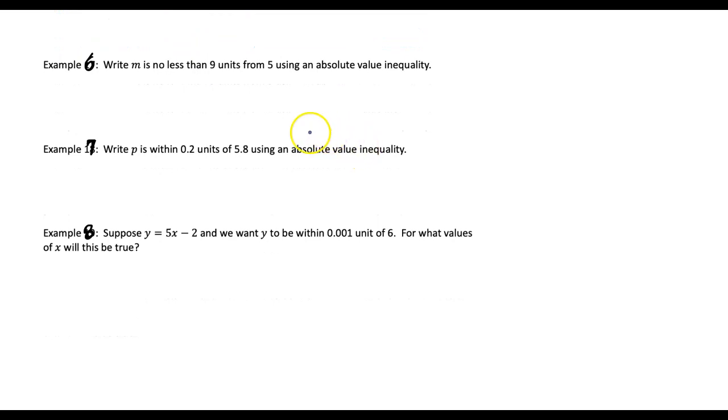Let's take a look at example 6. Write down that m is no less than 9 units from 5 using an absolute value. So what we're trying to say is m is no less than 9 units from 5. How we could say that is the distance between m and 5 is, where it says no less than 9, it means it could equal 9, or it could be bigger than 9.